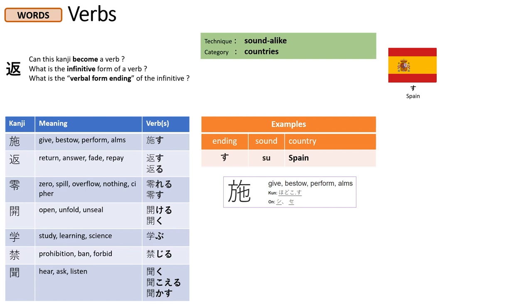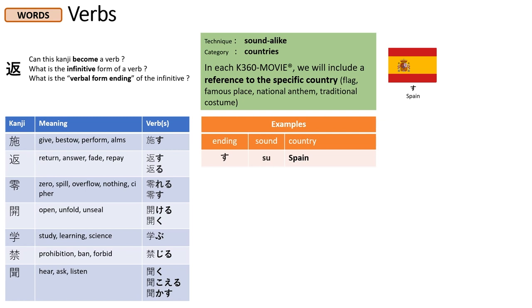So in this story, there's a pod race, a la Star Wars, with Sebulba, taking place in the bullring, the Plaza de Toros de Sevilla. So when I recall the story, I see vividly the Plaza de Toros, hence I know that the verb ending is su. So this is the method, including a reference to the specific country, like a flag, a famous place, playing the national anthem, characters wearing the traditional costume, etc.